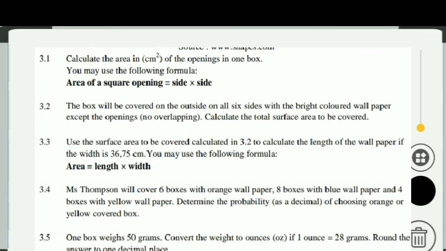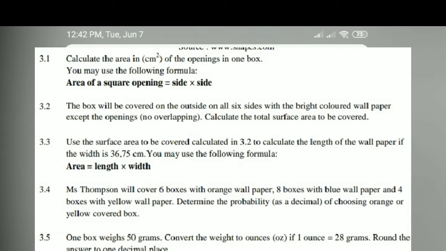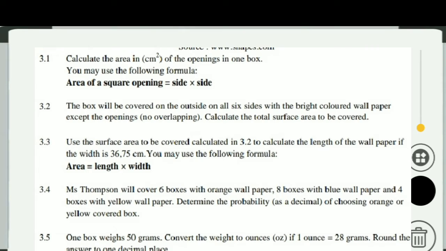3.1. Calculate the area in centimeters squared of the opening in one box. You may use the formula: area of a square opening equals side multiplied by side. So this is how we're going to calculate this. We have two options to calculate this, but I'm going to use the easiest one, guys. So this is how we start. As it says, we multiply side by side.